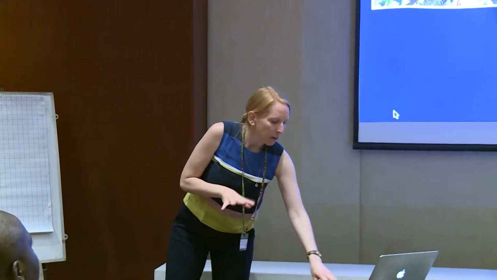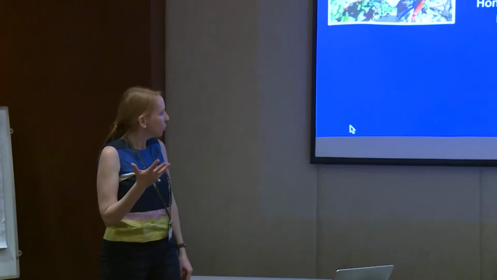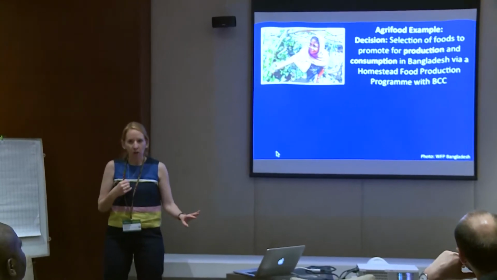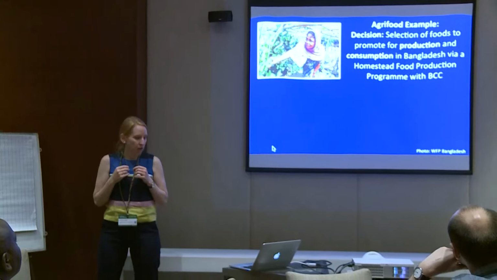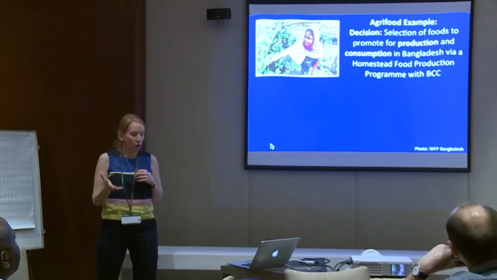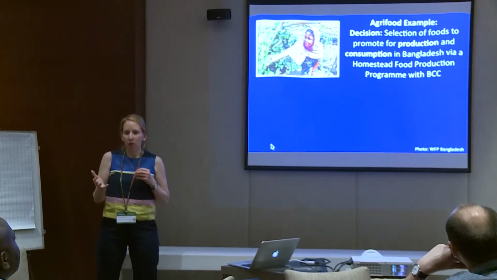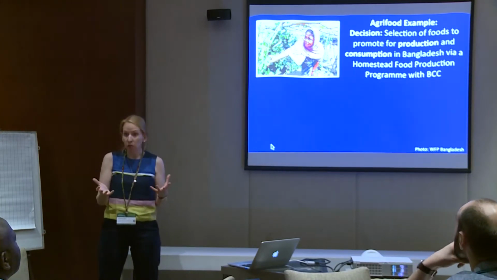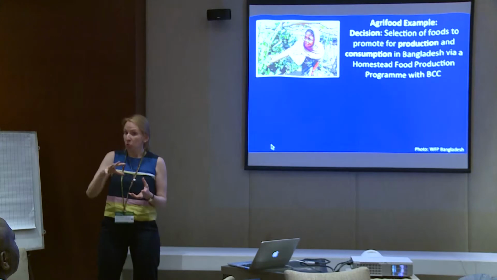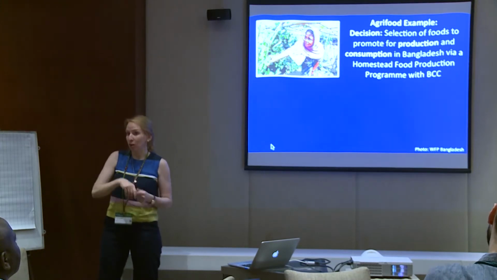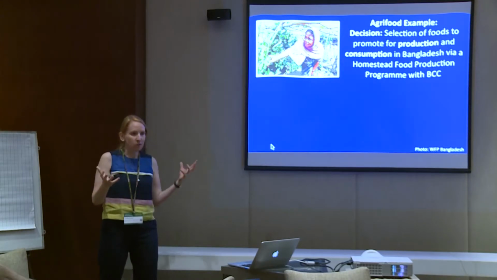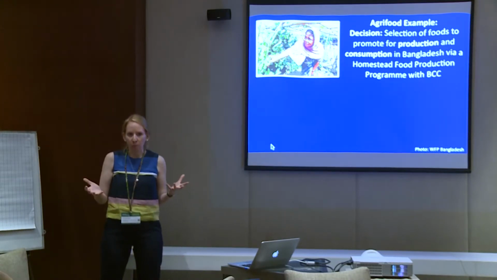So I'm going to run through a quick example before we do our own. This is a simulation of a project in Bangladesh that is going to do homestead food production, and they would like to promote or support people to grow a selection of foods, and they also want to include a behaviour change component where they promote the consumption of these foods. So their decision is, what particular foods do we grow?